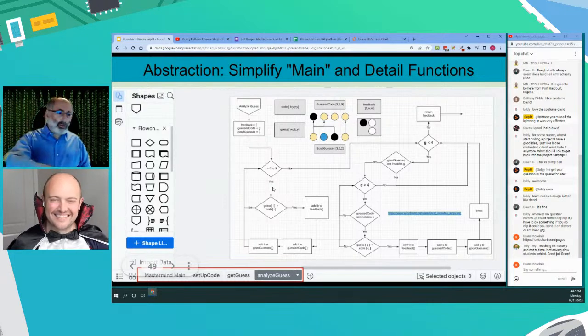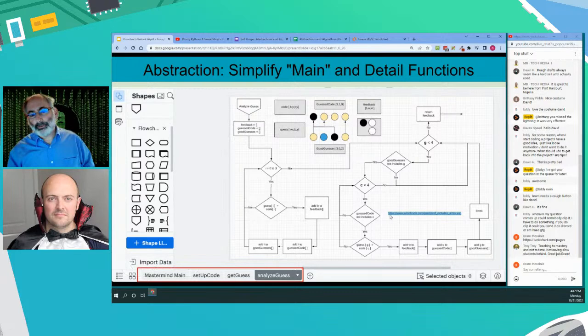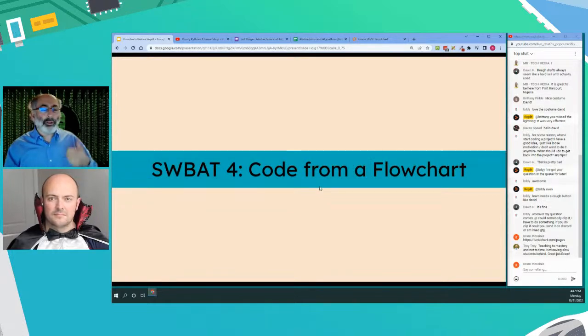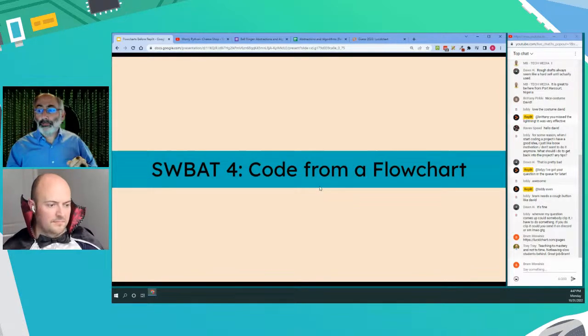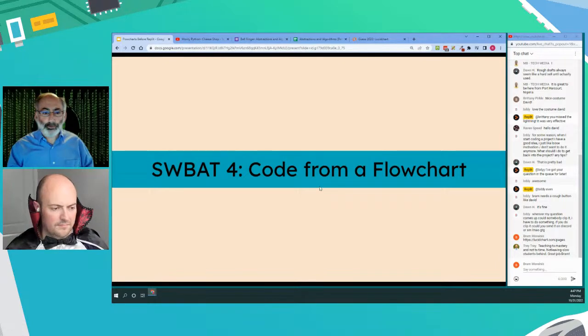And each individual function can start looking somewhat dicey, and you can use spaces to do stuff like data modeling and things like that. So this is how you analyze a Mastermind guess function. Okay, so the fourth thing is, can they code from a flowchart? And I'm going to just briefly show how that works.